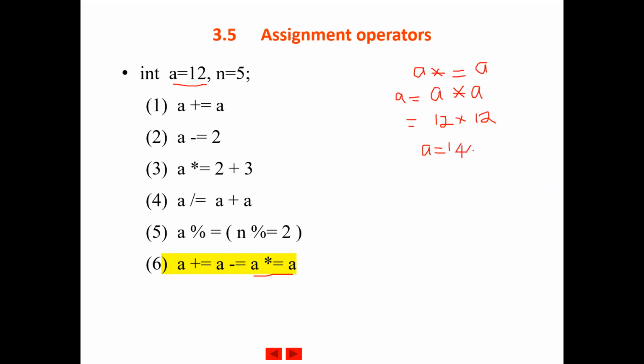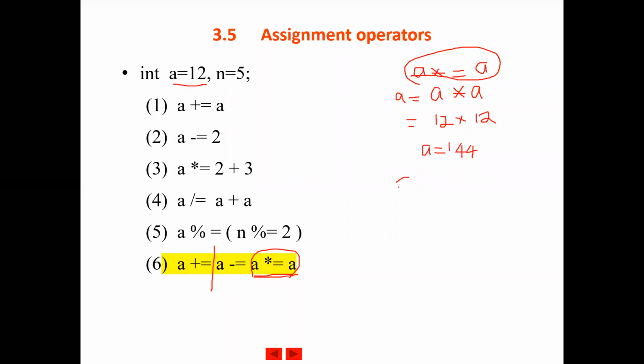So you will be getting 144. This part we solved now, so instead of this we are writing 144. Now I am going to take it up to here. So this is A minus equal to, and instead of this I am writing 144. Don't copy like a picture. Understand and write. I'll ask one student after this how it is being solved. Kiran is there? Kiran?